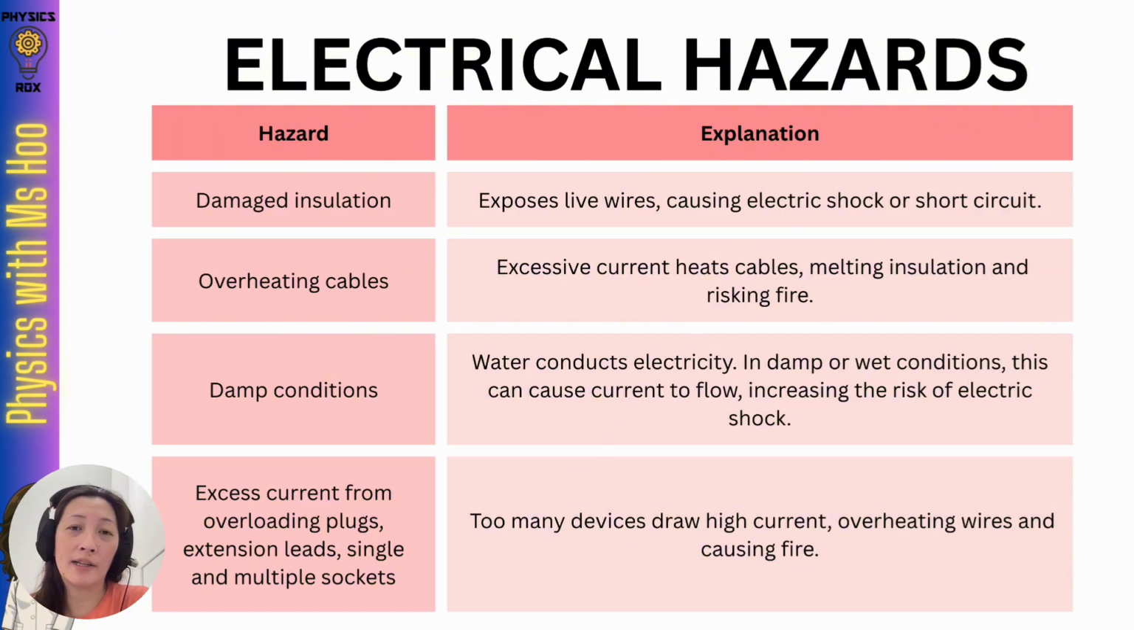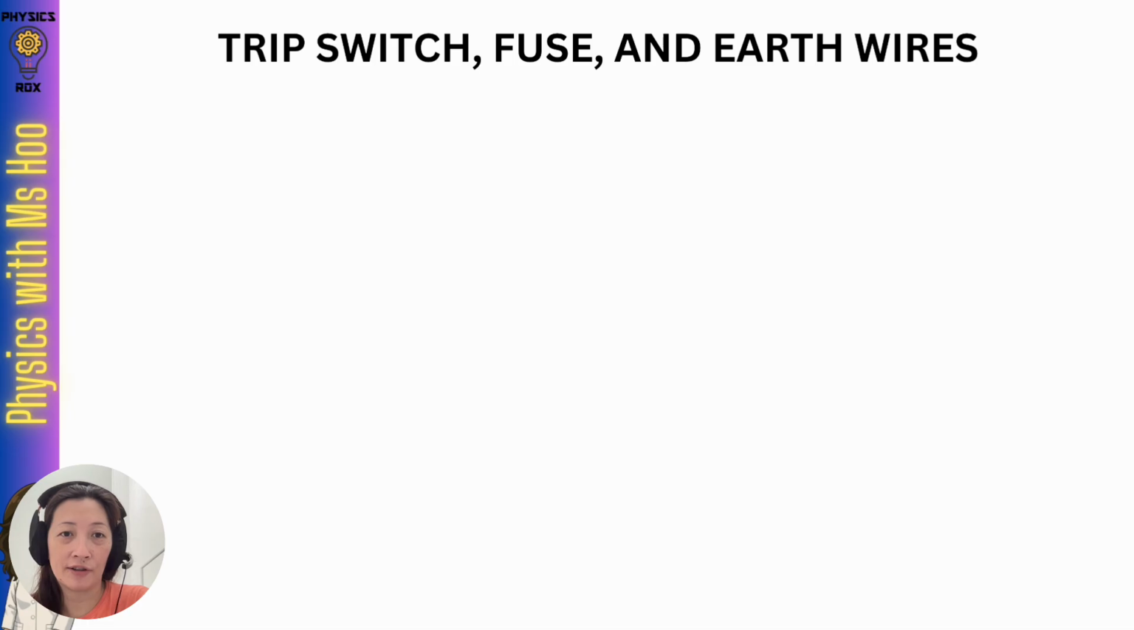Now, let's go into some of the safety features. So in this lesson, we will learn about the trip switch, fuse, and earth wires. Before we go into each of these safety devices, let me give you an overview first so that you have an understanding of what they are and how they're used. So you're going to have to bear with my drawing for a little bit.